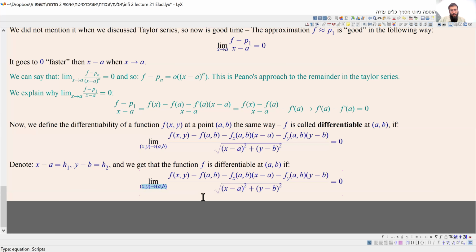This is the reason I want to write it down with h1 and h2, because our intuition about limits of functions of more than one variable is mainly focused on functions where the limit goes to 0. So x is a plus h1 and y is b plus h2. This is h1. This is h2. This is h1 squared. And this is h2 squared.